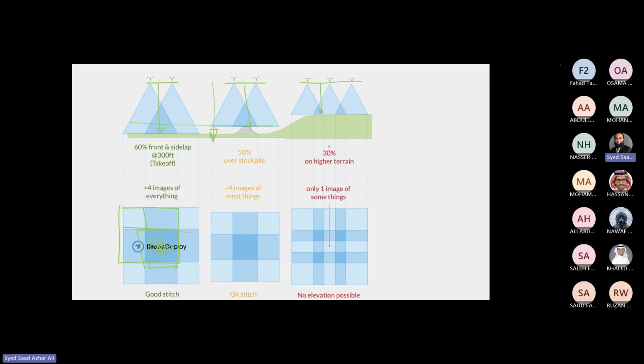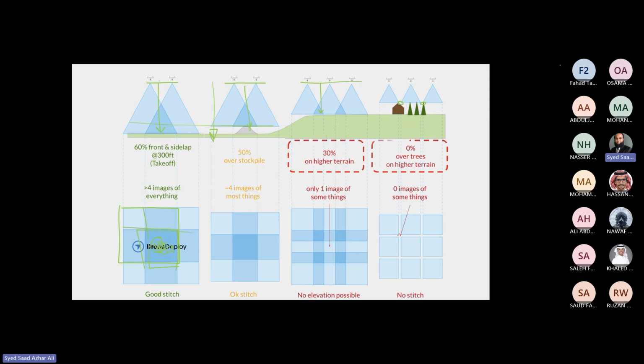If I go further higher, so not higher, but these are higher than the ground as well. So there's 0% overlap. You can see that this part is missing, this part is missing, and this results in zero images of some things. So what to do in this case? What is the issue? The issue is that the distance between the drone and the surface has reduced, not the altitude. Altitude is still the same. They're all at the same altitude. But this distance has reduced, which is to be taken care of.